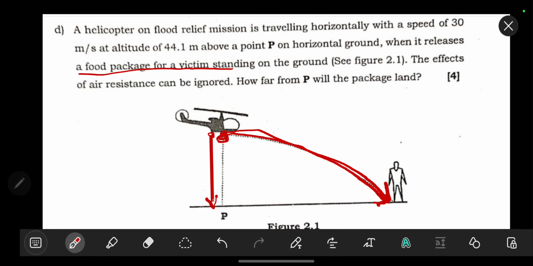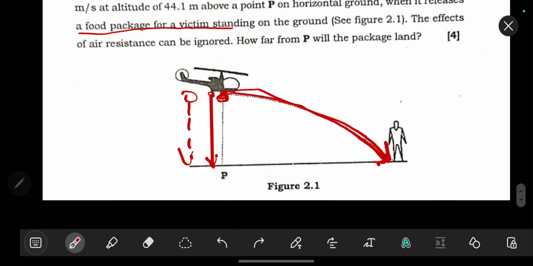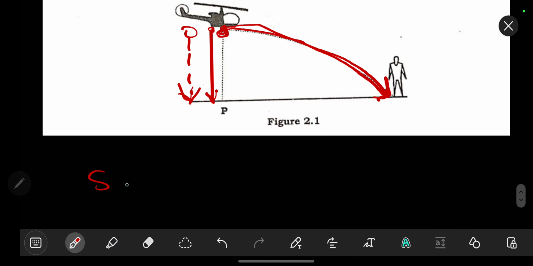That is the law of independent motion. The x and y components are independent of each other. So the time it will take to reach this point is the same time even if it was going like that, as long as it is released at the same time. So let's find how much time it will take for it to just be dropped down normally. So our S should be equal to our UT.